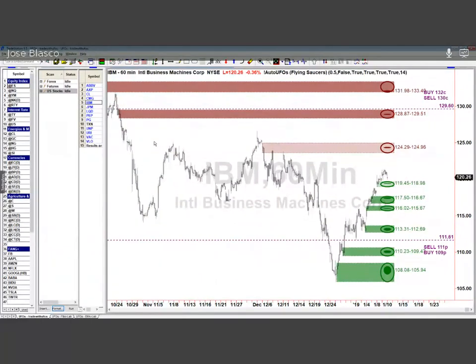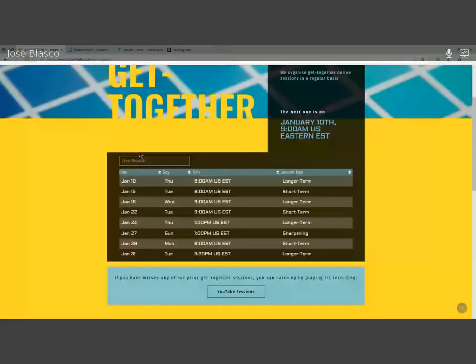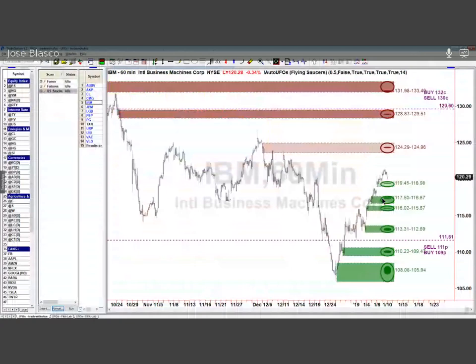Again, next week we are seeing each other on January 15. That will be next Tuesday. It will be short-term trading. We'll be focusing on the futures and the Forex. We'll be looking at the lower time frames, and we'll catch as many trades as we can.